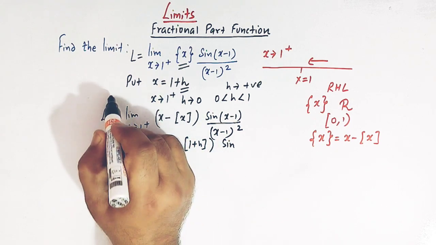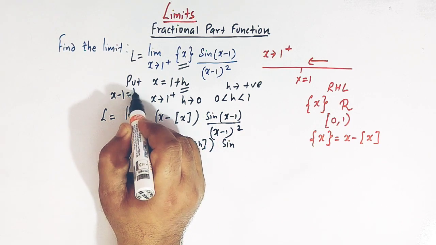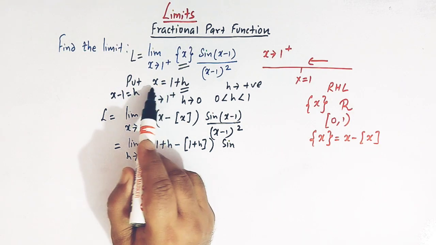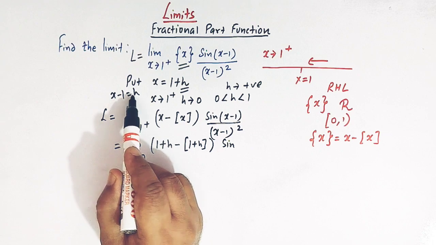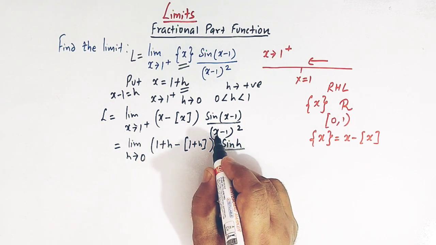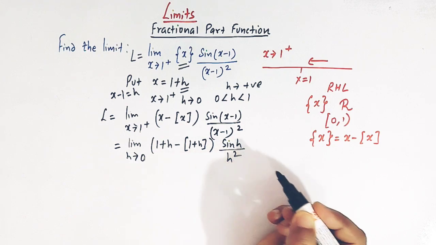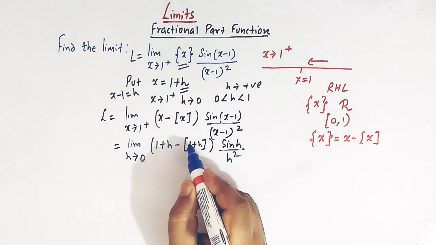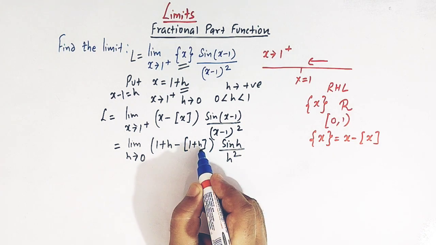So x minus 1 can be written as equal to h, right? Taking this one to the left hand side, we get x minus 1 is equal to h. So here we have sine h, and here we have h square, right? Okay, so now see, here we have an important term, that is greatest integer of 1 plus h, right?